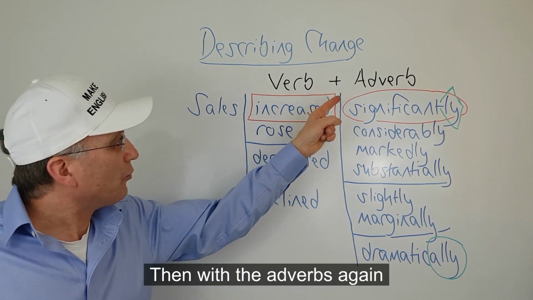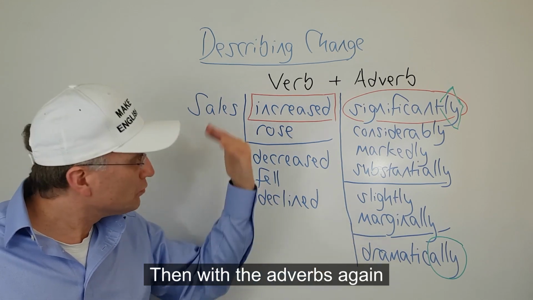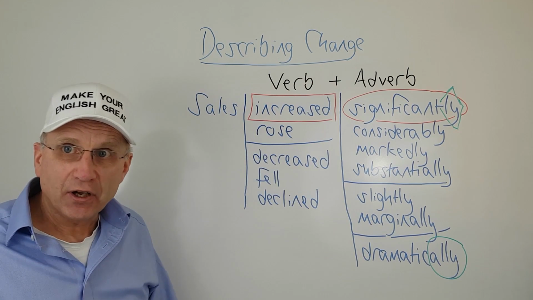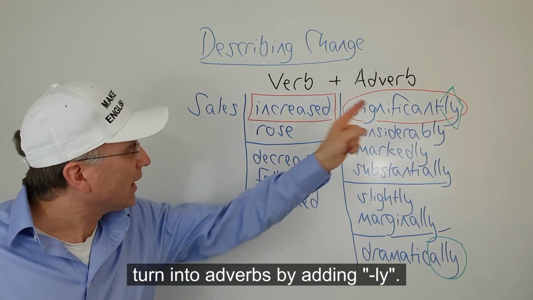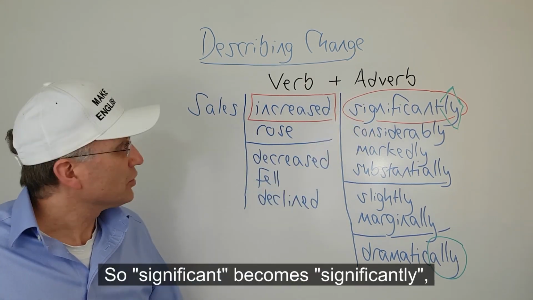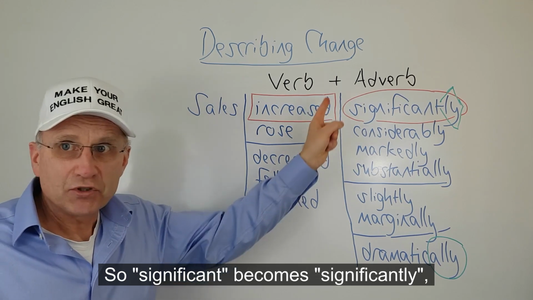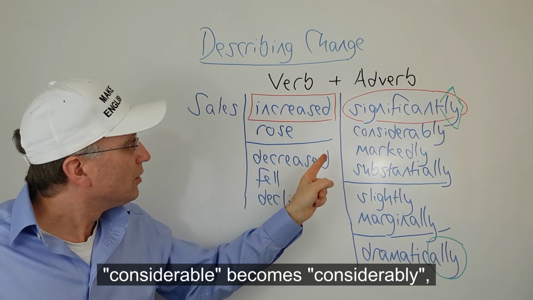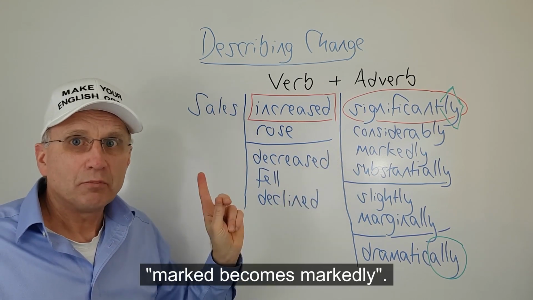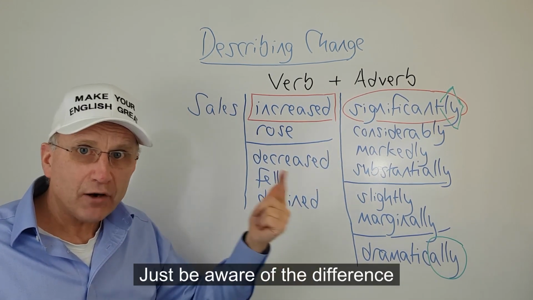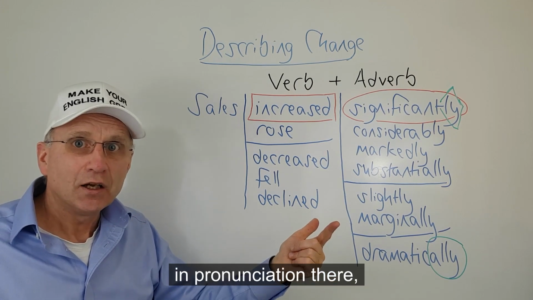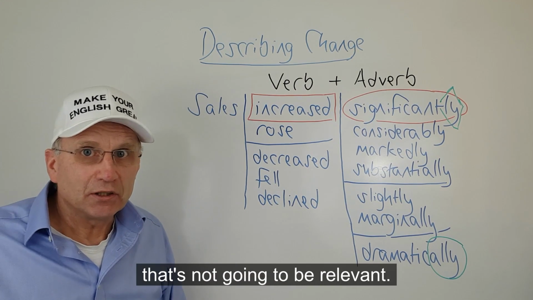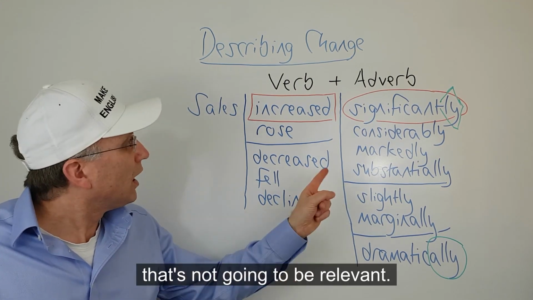Then with the adverbs, again, all the adjectives were used. We can now turn into adverbs by adding ly. So significant becomes significantly, considerable becomes considerably, marked becomes markedly. Just be aware of the difference in pronunciation there. Although if you're writing, obviously that's not going to be relevant.